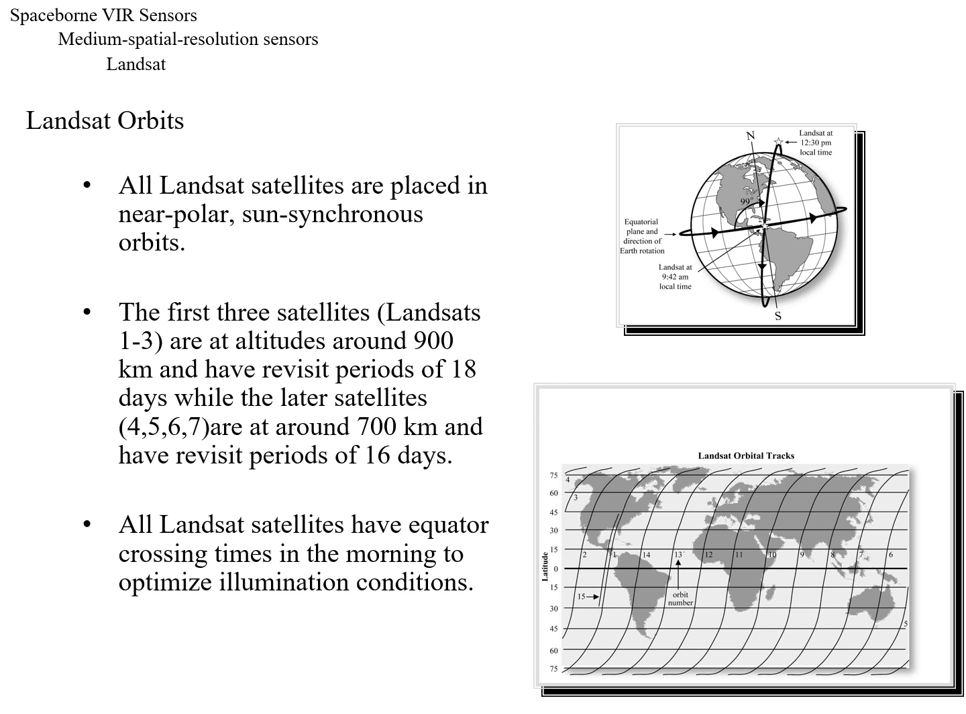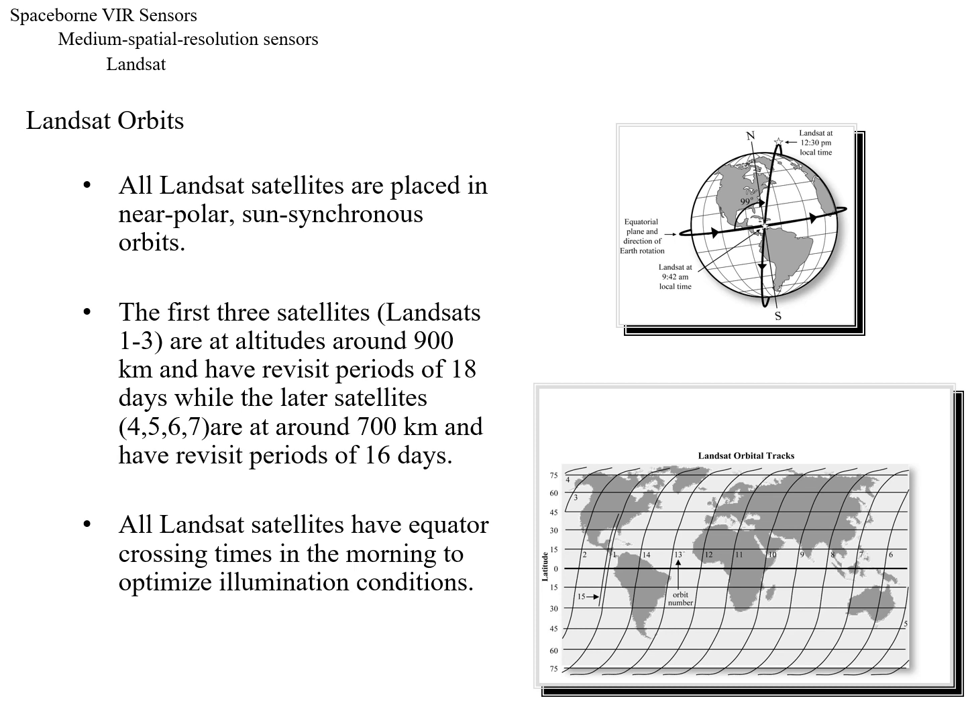All Landsat satellites, we've talked about this, are placed in near-polar sun-synchronous orbits. The first 3 satellites were at altitudes around 900 kilometers, and therefore they have revisit periods of 18 days, while the latter satellites all are about 700 kilometers and have revisit periods of 6 days. And all the Landsat satellites have equator crossing times in the morning so that you can have optimal illumination conditions.